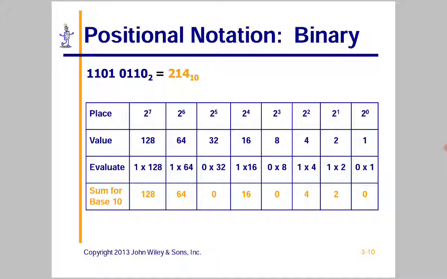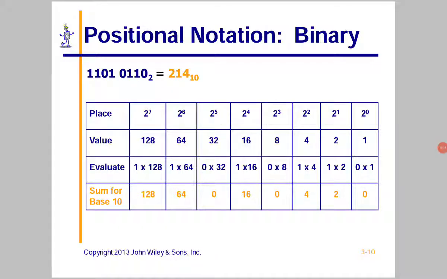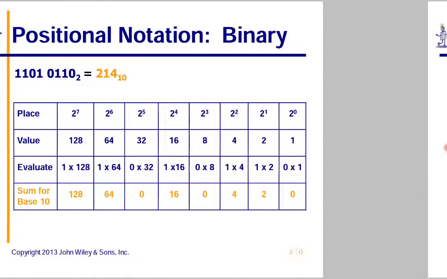How to evaluate? Starting from the extreme right digit, that is 0: 0 into 1 plus 1 into 2 plus 1 into 4 plus 0 into 8 plus 1 into 16 plus 0 into 32 plus 1 into 64 plus 1 into 128. So the total is 214. That is, the decimal equivalent of binary 1101 0110 is 214.